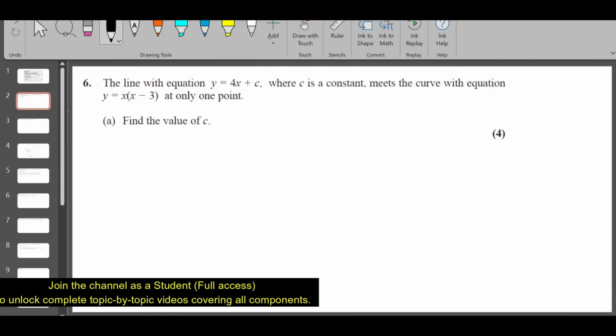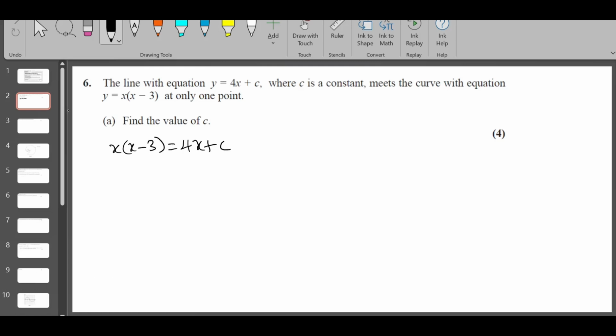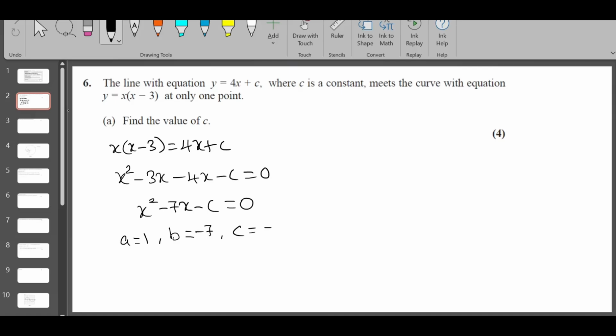So we are going to equate them. x times (x minus 3) is equal to 4x plus c. So x square minus 3x, bring the 4x also this side, minus c is 0. So x square minus 7x minus c is 0. Coefficient of x square is a, coefficient of x is b, the constant term is c. So if a line and a curve meet at only one point, the condition is b square minus 4ac is equal to 0.